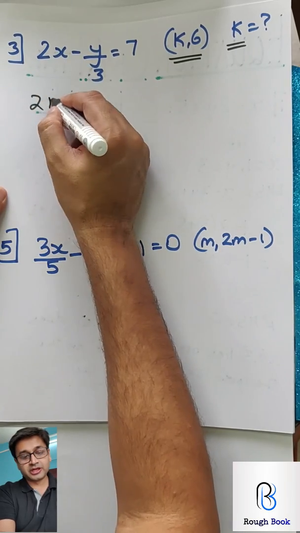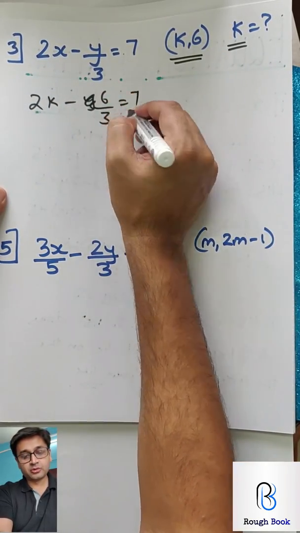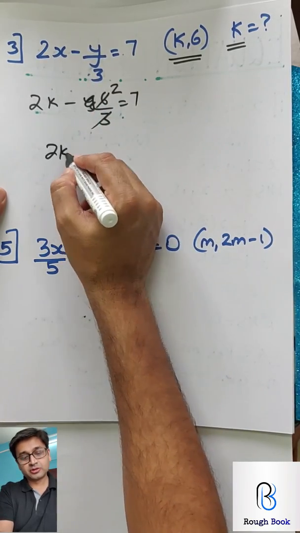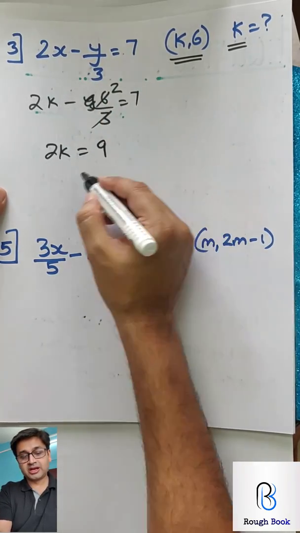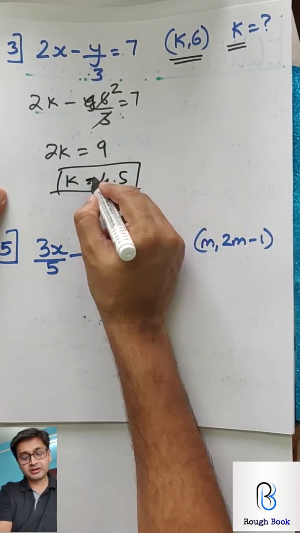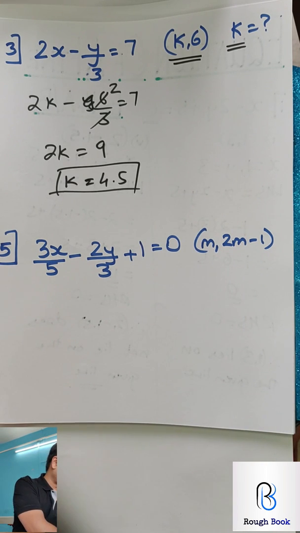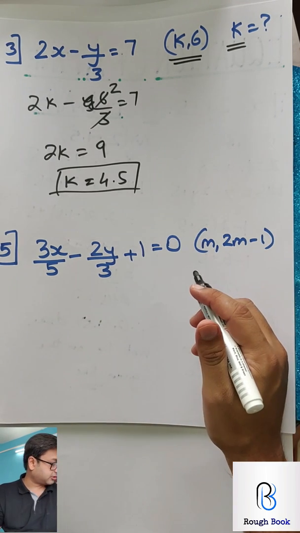So I'll say 2 into k minus y, which is 6 by 3, equals 7. So 2k minus 2 goes on the other side, plus 9. So k becomes 4.5. Did anyone manage to get the same answer? Can I just cheat slightly and check whether I'm correct or not? This is exercise 14B, and we've just finished sum number 3.